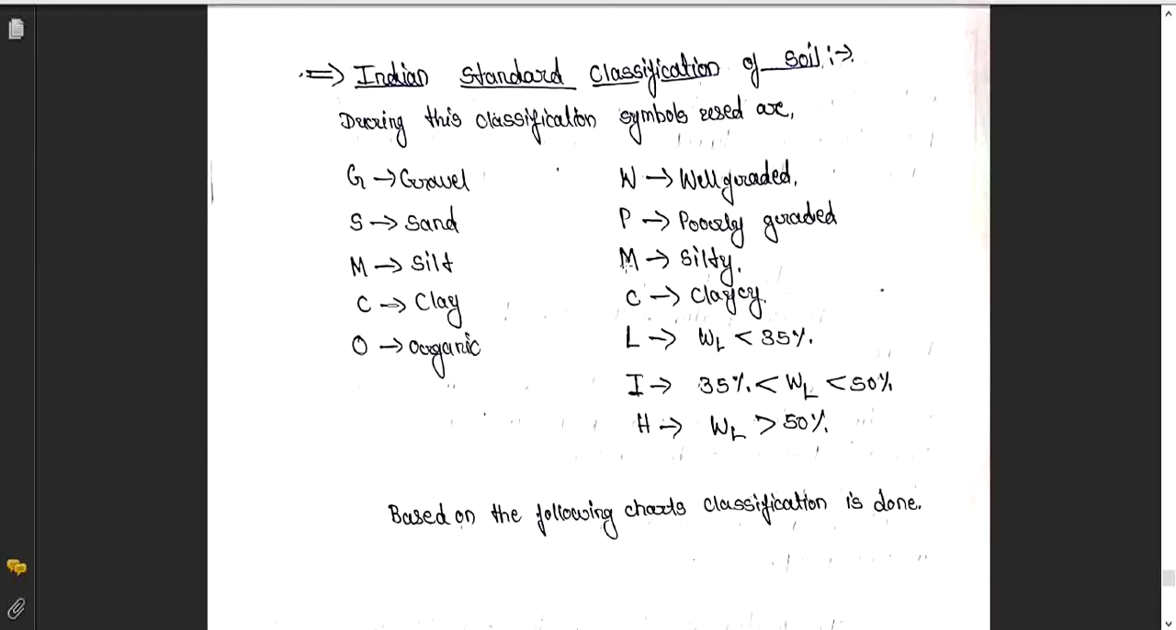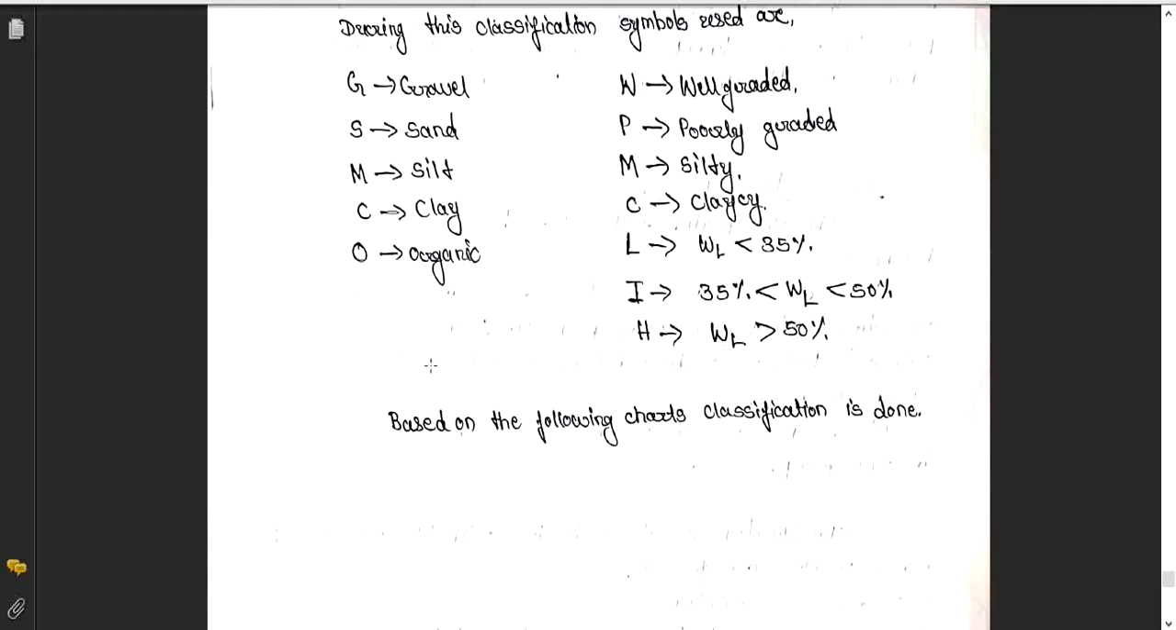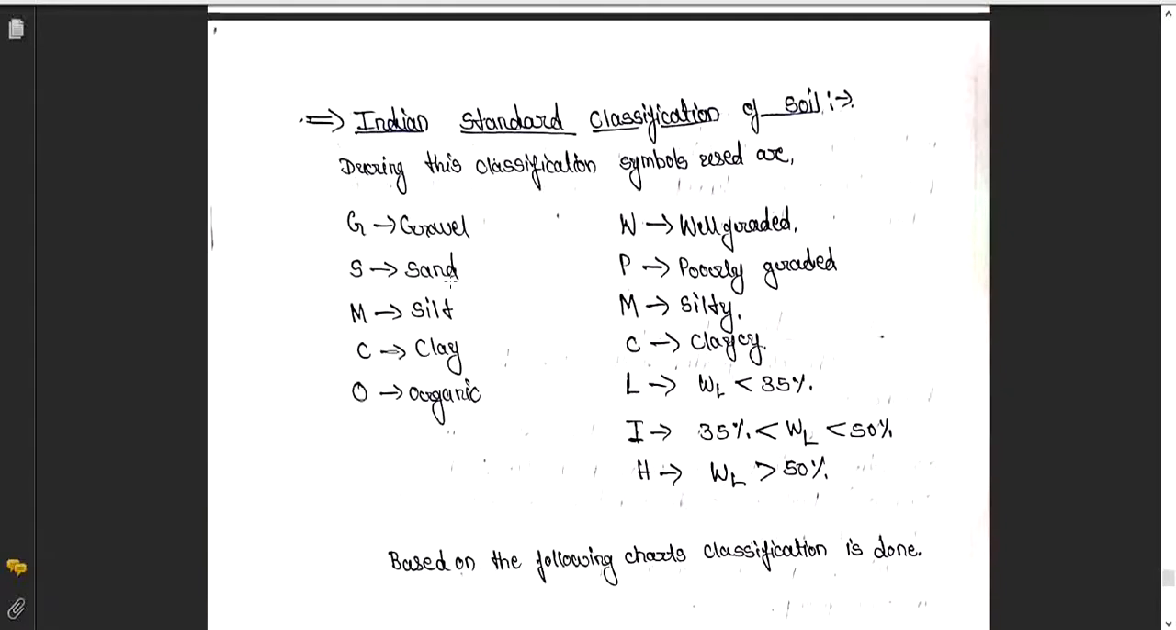So here you can see M stands for silty, C stands for clayey, L stands for low liquid limit, that is WL less than 35%, I stands for liquid limit in between 35 to 50%, and similarly H stands for high liquid limit, that is liquid limit more than 50%. Based on the following chart, the tree diagram which I have shown, we are going to do the classification.